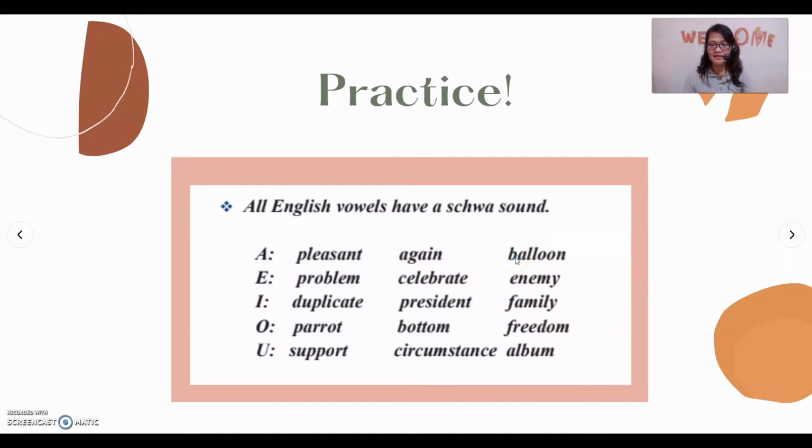Balloon. The first syllable is unstressed and the second is stressed. We don't say it like that. Of course not. So that is what I'm talking about. We have to practice and also play with the pronunciation, because that is just the secret. You just have to be really aware of the right pronunciation.